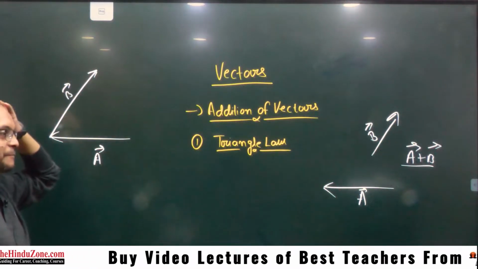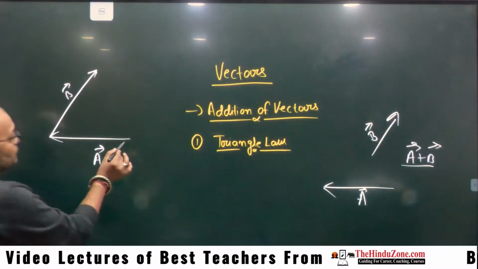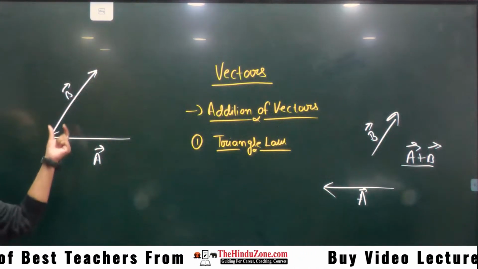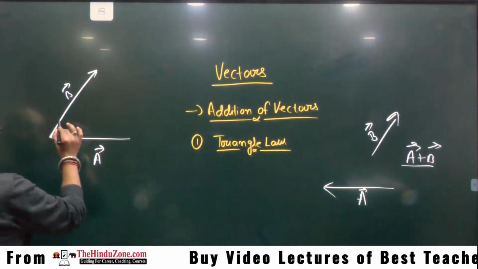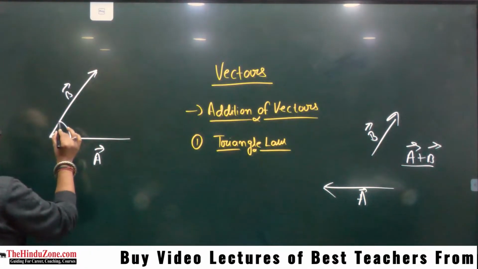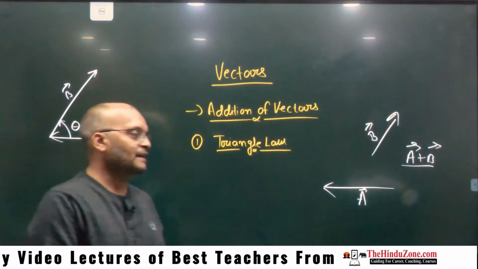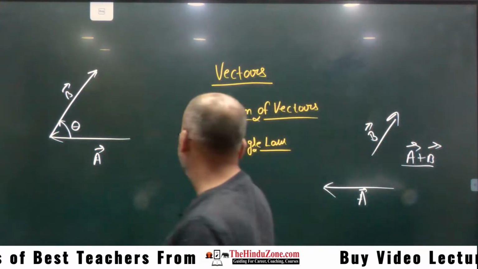So A and B, two vectors are there. I have attached the head of vector A with the tail of vector B. Now you can see vector B is inclined on vector A. It is making some angle. Let's call this angle theta. You can call it alpha, beta, gamma also. Any angle.